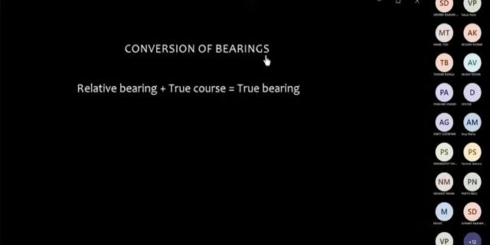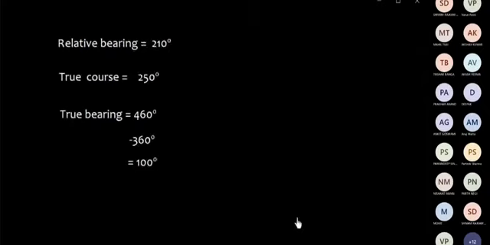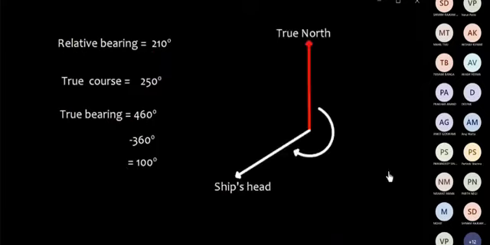Now let's talk about conversion of bearings. So relative bearing plus true course will give you true bearing. Let's take this example. Suppose relative bearing is 210 degrees and the true course is 250 degrees. Then true bearing is 210 plus 250, that is 460 degrees. However, the bearing cannot be more than 360 degrees. Bearings are measured from 0 to 360 degrees. So we need to subtract this 360 degrees. The bearing is 100 degrees.